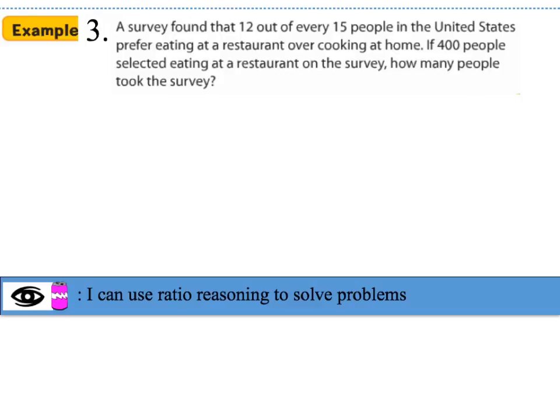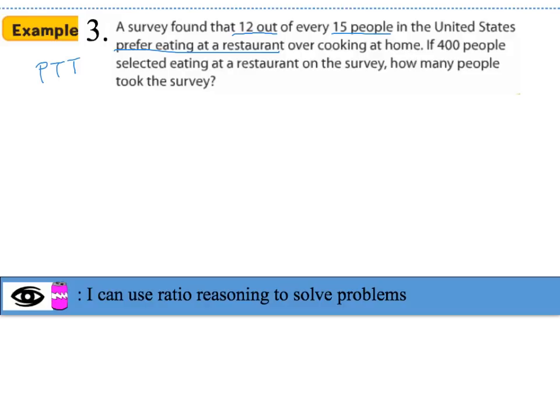Example 3 says a survey found out that 12 out of every 15 people in the United States prefer eating at a restaurant over cooking at home. If 400 people select eating at a restaurant on a survey, how many people took the survey? I can tell that this is a part to total ratio because I'm comparing 12 people out of a total of 15 people. So the 12 people that prefer eating at a restaurant are still people.